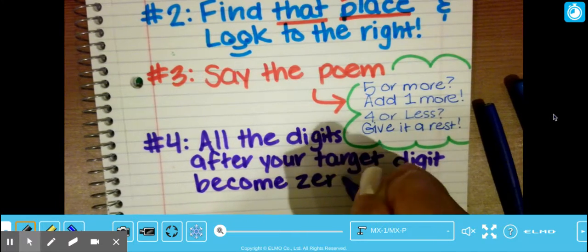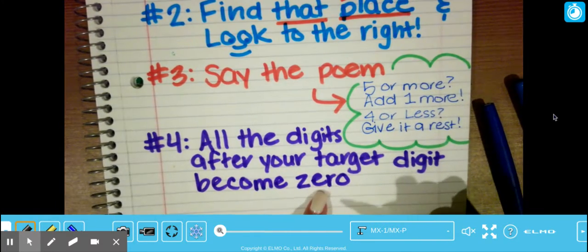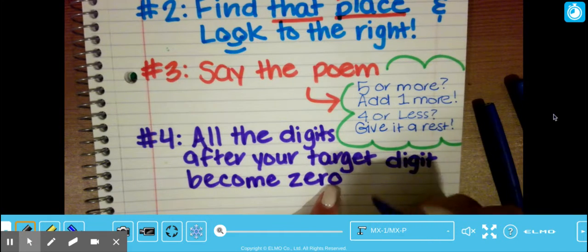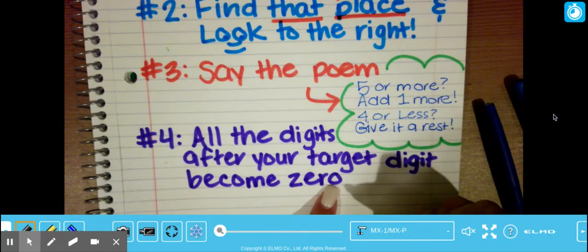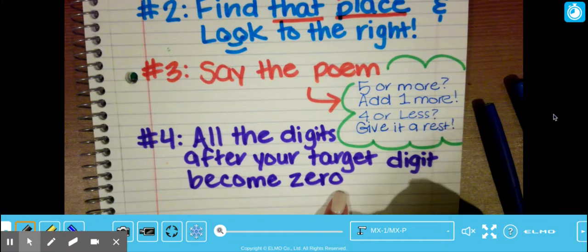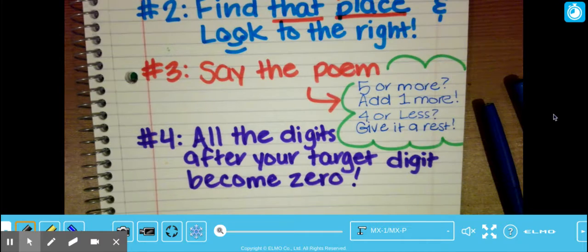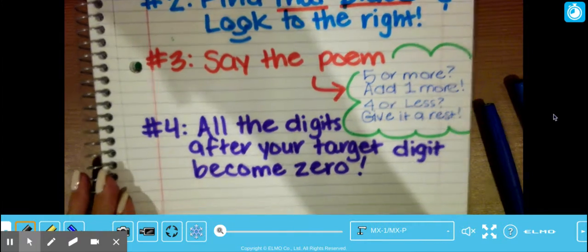Remember, boys and girls, if you can't keep up with me taking notes, that's okay. You can pause the video anytime and catch up. So all the digits after your target digit become 0. And anything before your target digit would stay the same. So let's do a little example.